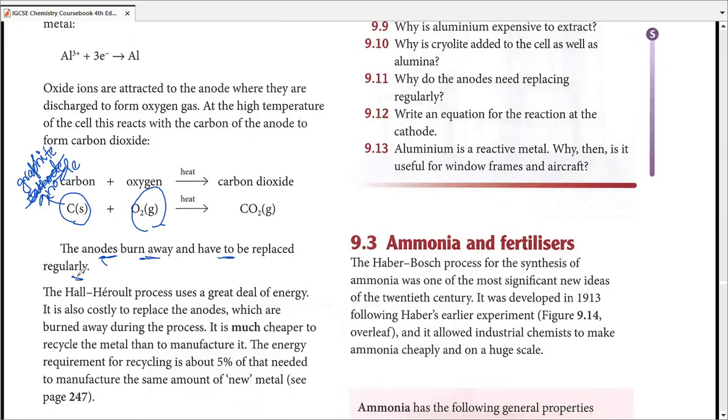And at the start of the reaction, we may start with a very good, strong anode, and by the end of it, we might have all of the anode burned and just the upper part left.